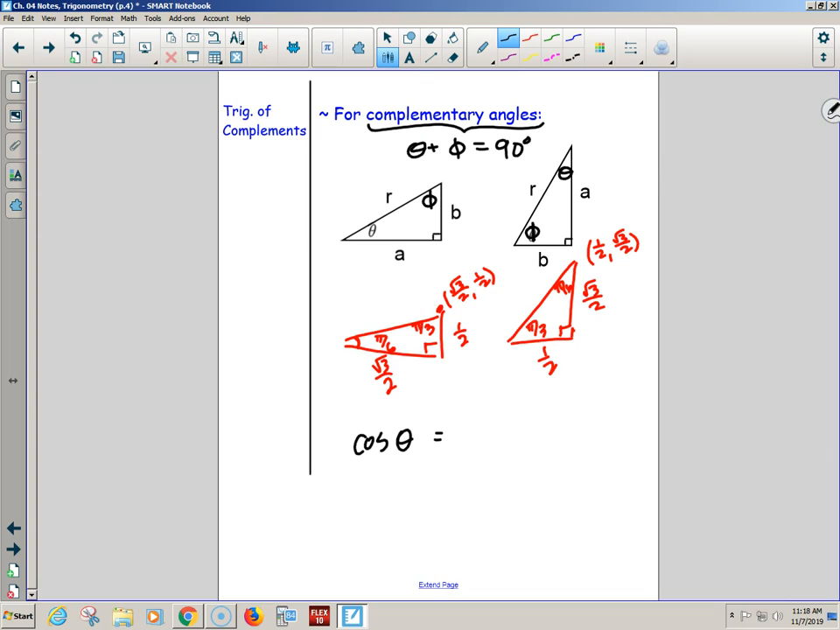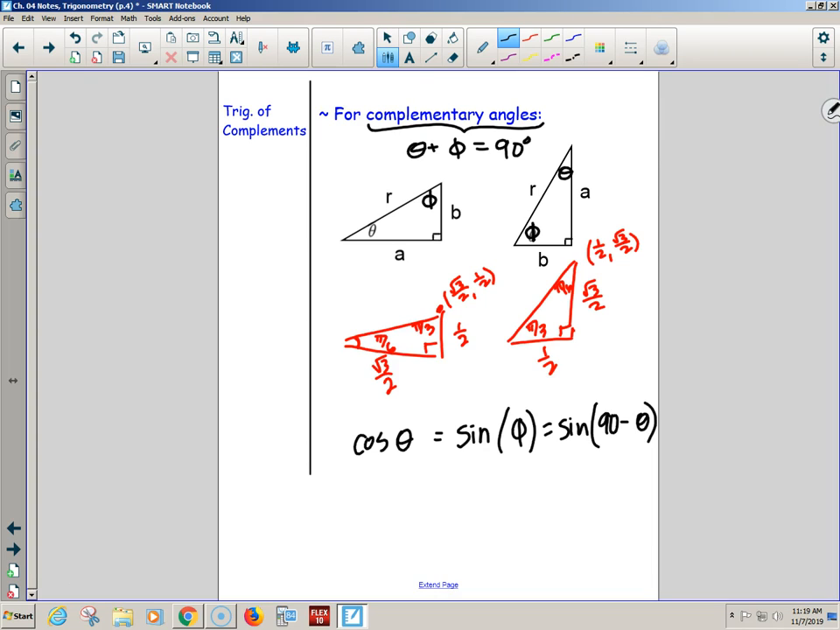is going to be the exact same, assuming they're in the same quadrant, adding up to be 90. They're both in the first quadrant. That's okay. Cosine of theta is going to be the same thing as sine of phi, which means sine of 90 minus theta.